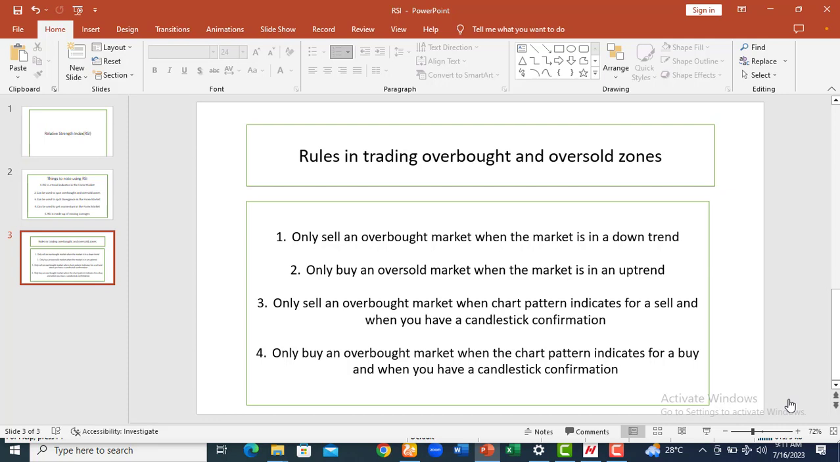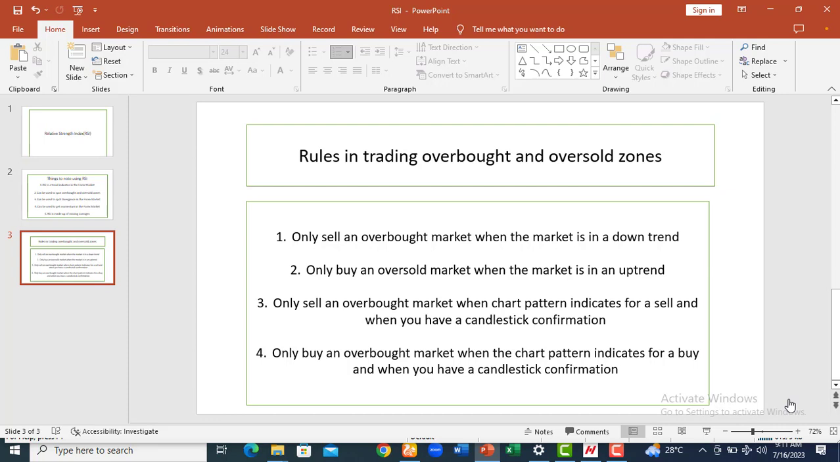Number 2, only buy an oversold market when the market is in an uptrend. You don't go buying an oversold market when the market is in a downtrend. No, you only buy an oversold market when the market is in an uptrend. That's when you buy an oversold market. So that's number 2 rule.